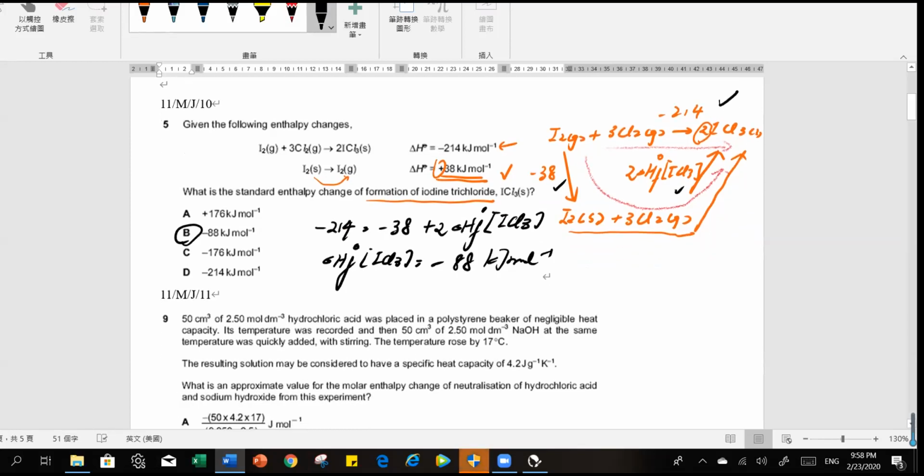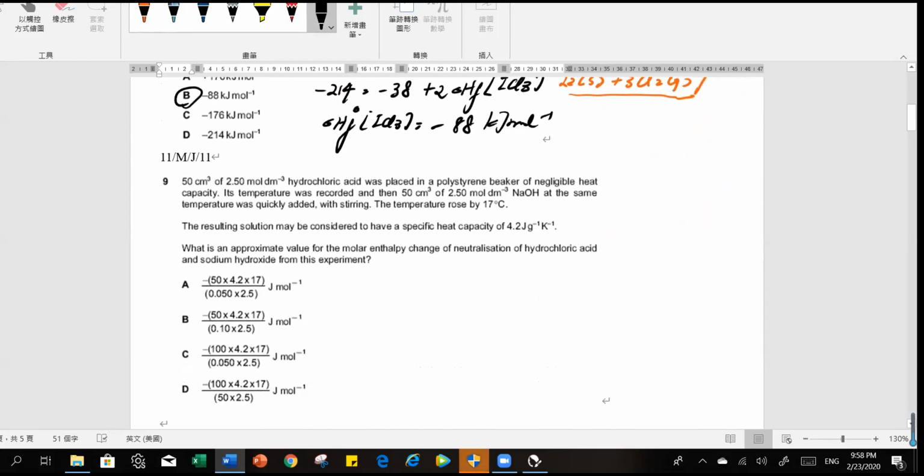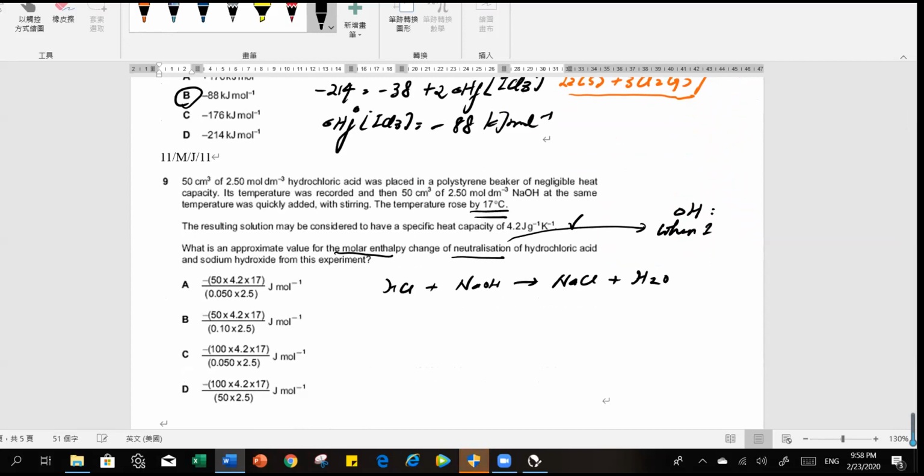Okay, then we go to another one. 50 cm cube of 2.5 hydrochloric acid reacts with sodium hydroxide, and it will form this one together with this one, right? Okay, the temperature rose by 17. The resulting solution has a specific heat capacity. What is the possible value for the molar enthalpy change of neutralization? If you still remember, it's basically the energy released when 1 mole of water is formed, okay? And it's always negative because neutralization is exothermic.